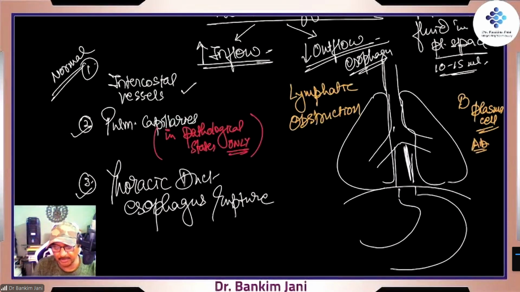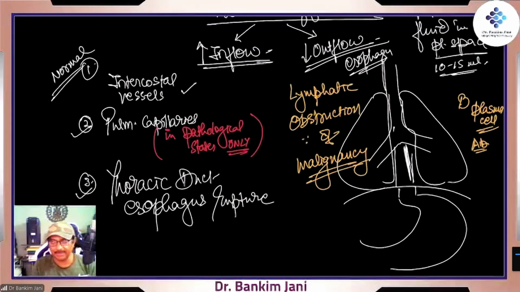Cancer in medical terminology is called malignancy. So because of malignancy, many of the malignant cells, many of the cancer cells, also block these lymphatics. So this is how pleural effusion can occur.